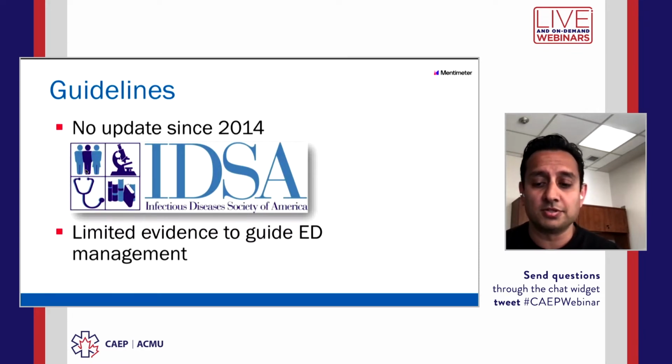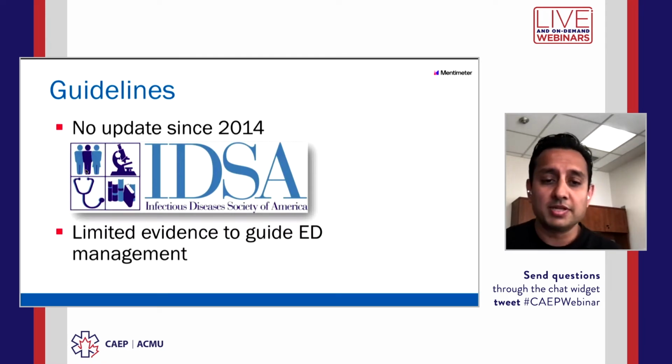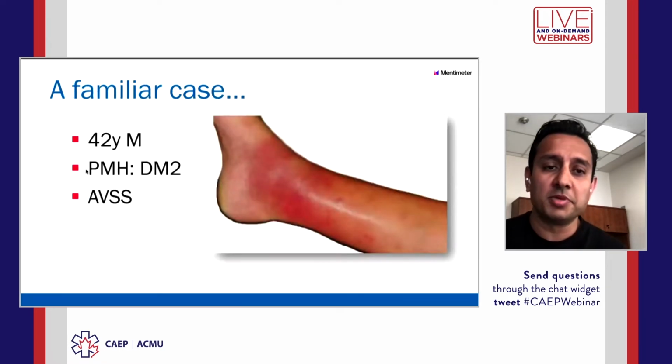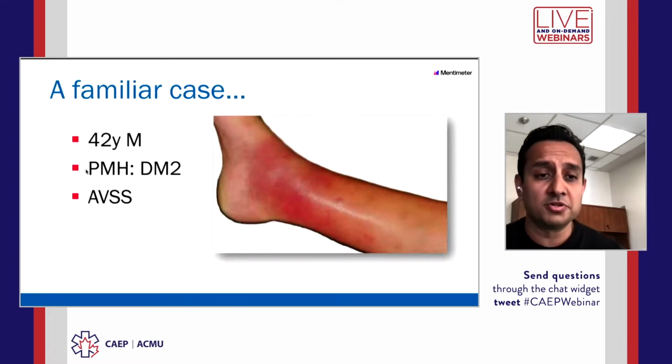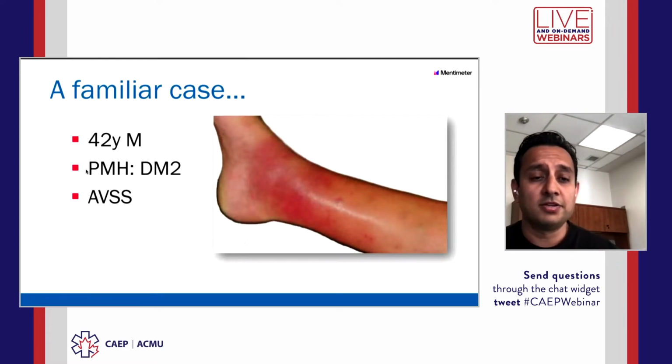We'd like to frame this webinar around a familiar case that I'm sure we've all seen in the emergency department setting. I'd like you to imagine a 42-year-old male who presents with 3 days of a painful right lower leg. He has a history of diabetes, and you note that he has an elevated BMI. Vital signs are stable, and on physical exam, the leg is clearly indurated, hot, and mildly to moderately tender on palpation. So there are very important things for the emergency physician to consider.